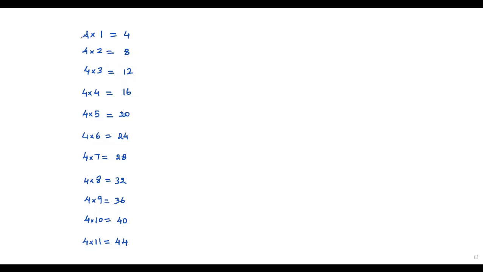Every student can remember the first 9 rows because in the first 9 rows, we multiply a 1-digit number by a 1-digit number. That is 4 times 1 is 4, 4 times 2 is 8. In this way, we multiply 4 times 9. In the 9th row, we get 36.